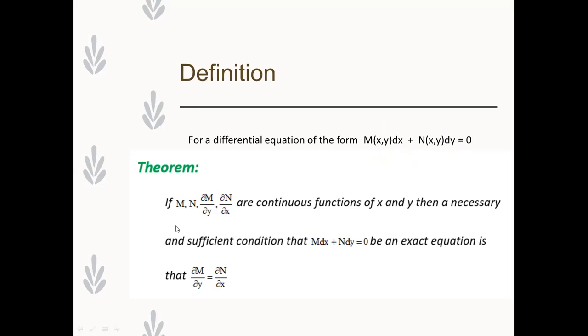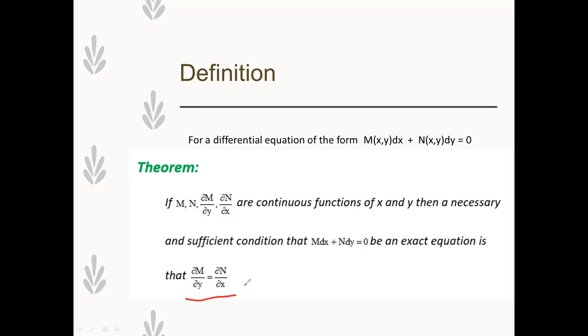Now, there is this theorem that if M and N and the partial derivative of M with respect to y and the partial derivative of N with respect to x are continuous functions of x and y, then there is a necessary and sufficient condition that M dx plus N dy equals 0 be an exact equation: that your partial derivative of M with respect to y and your partial derivative of N with respect to x should be equal. Now, the last relationship that you are seeing in this page tells you of the testing for exactness.